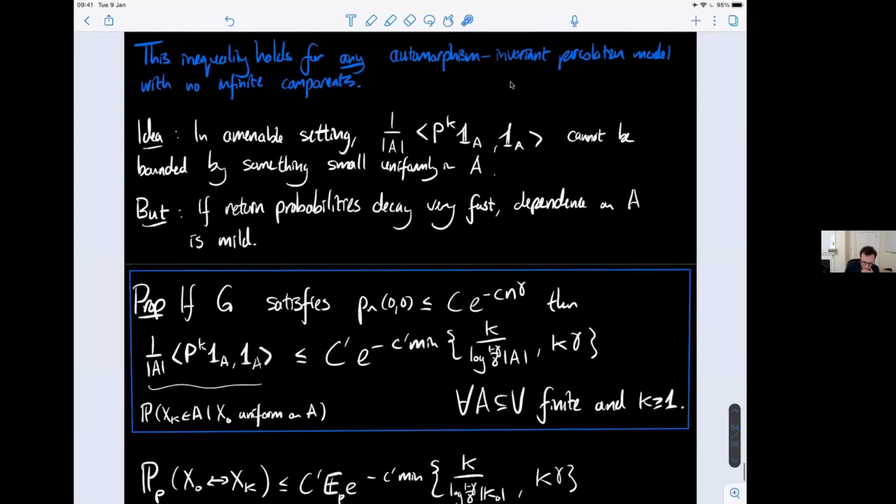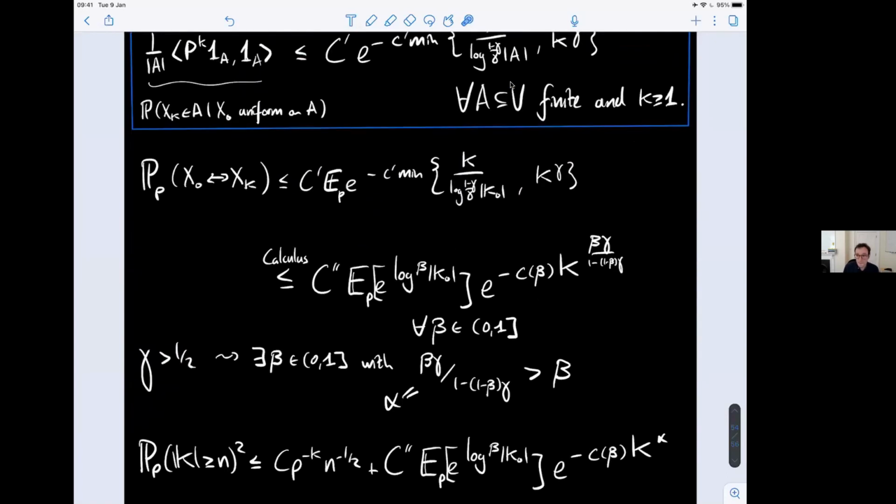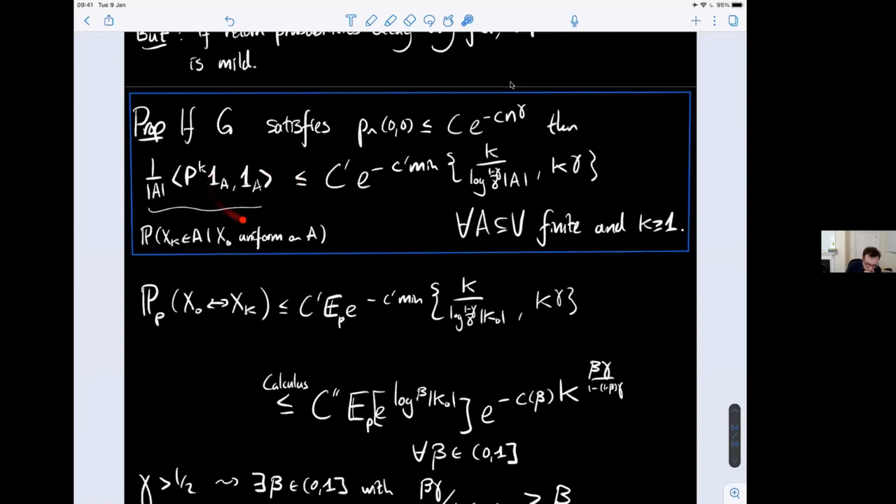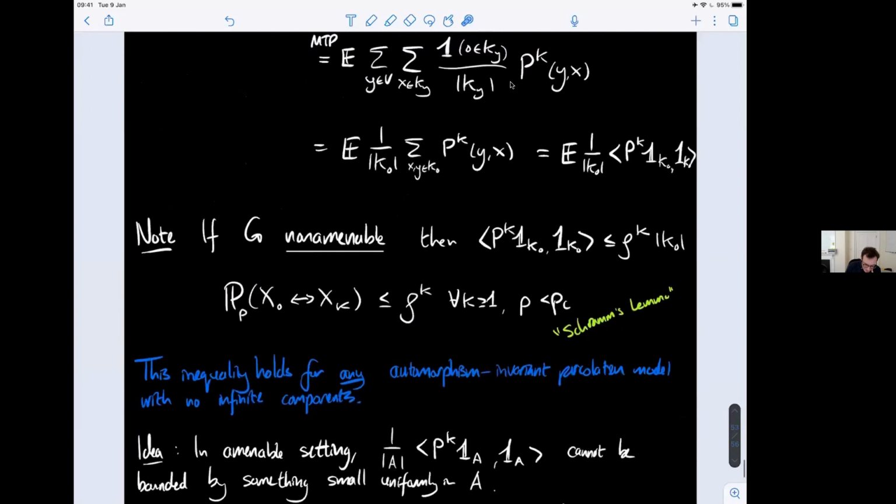So again, the point is that this does depend on the set, but only in this really mild way. If gamma is close to 1, we're getting this log to a small power of the volume inside. So this is a very mild dependence on the size of it. Okay.